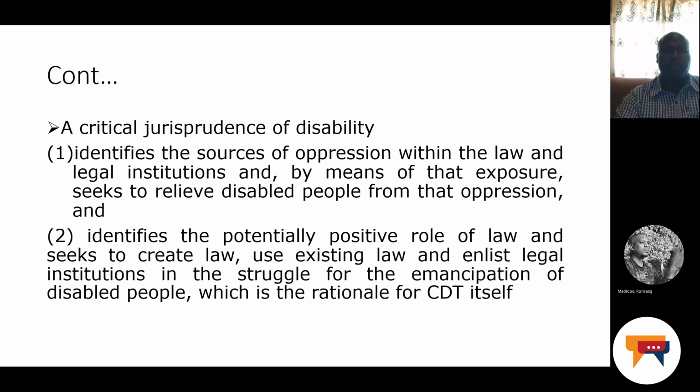A critical jurisprudence of disability identifies the sources of oppression within the law and legal institutions, and by means of that exposure seeks to relieve disabled persons from that oppression. It identifies the potentially positive role of law and seeks to create law, use existing law, and enlist legal institutions in the struggle for the emancipation of disabled people, which is the rationale for critical disability theory itself.